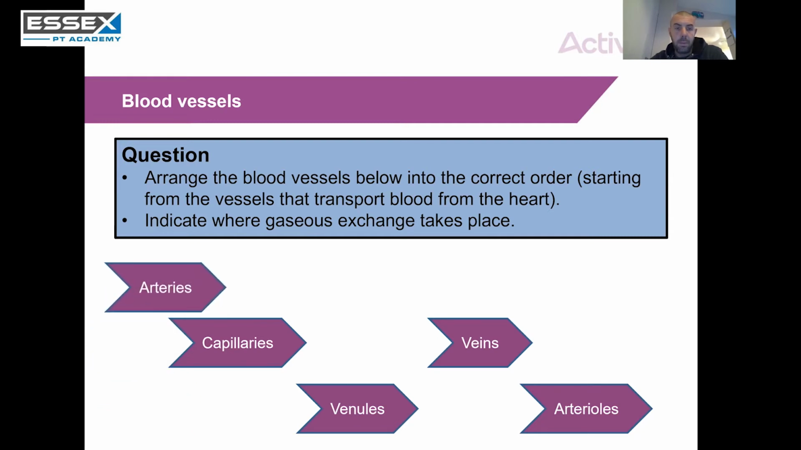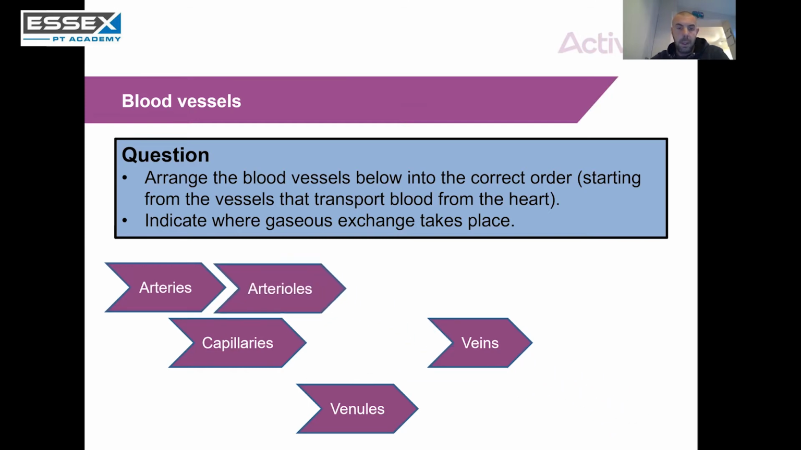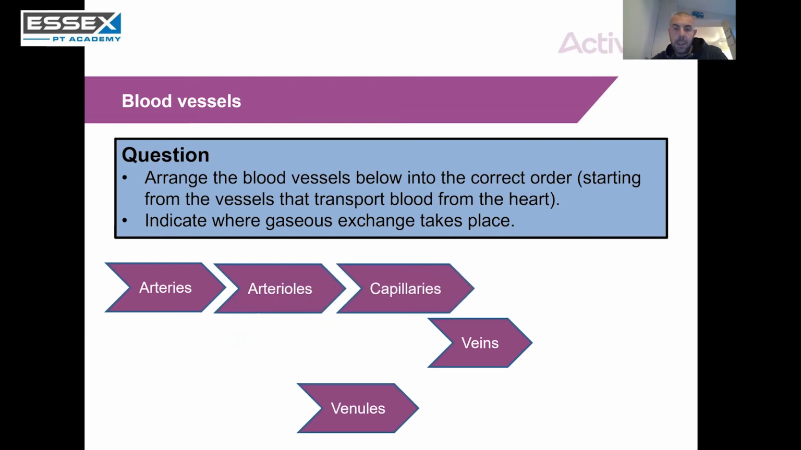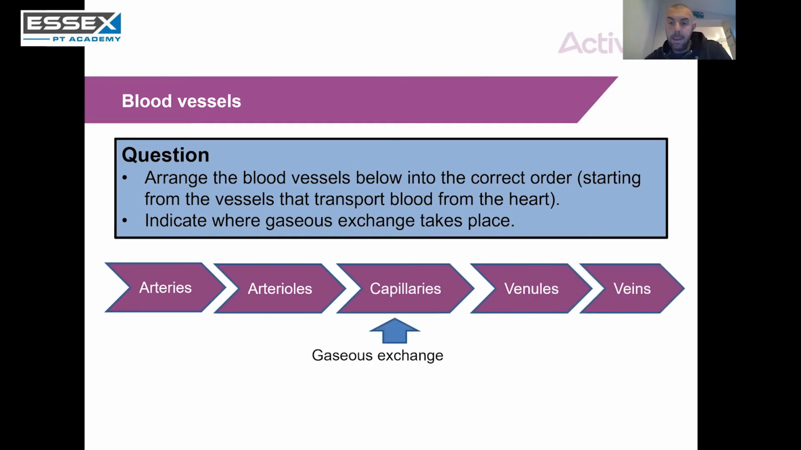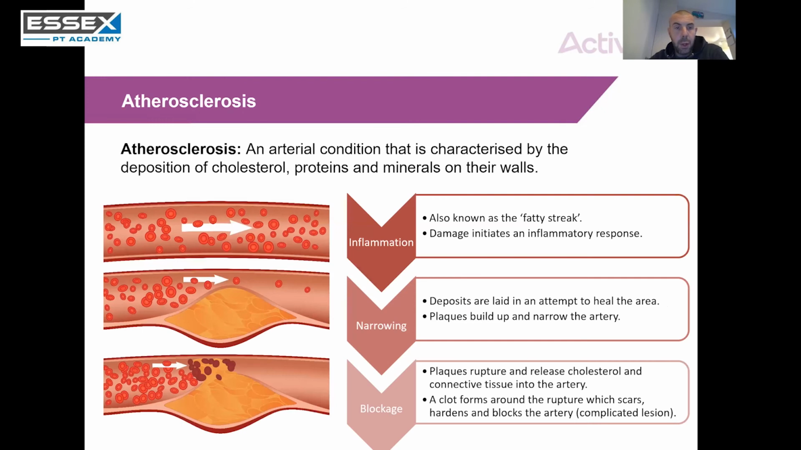Here we go. So arteries, arterioles, capillaries, venules, veins. Hopefully you got that right. And you've got gaseous exchange occurring at the capillaries. The reason being that the capillaries are your smallest blood vessels. So they're small to allow the blood to pass and the gaseous exchange to occur there. Their walls are very thin, allowing that to go through.